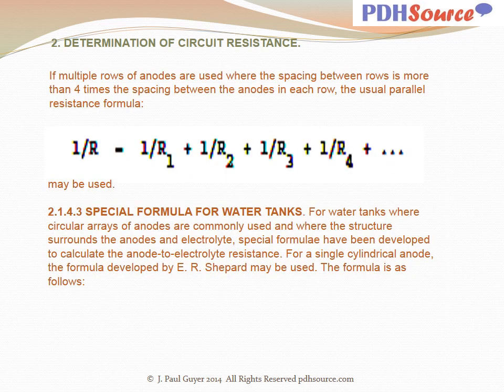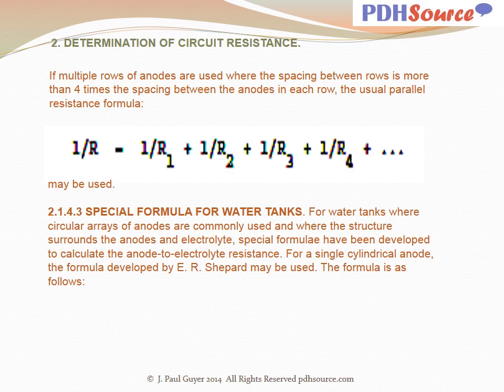If multiple rows of anodes are used where the spacing between rows is more than 4 times the spacing between the anodes in each row, the usual parallel resistance formula indicated here may be used. For water tanks where circular arrays of anodes are commonly used and where the structure surrounds the anodes and electrolyte, special formulas have been developed to calculate the anode to electrolyte resistance.